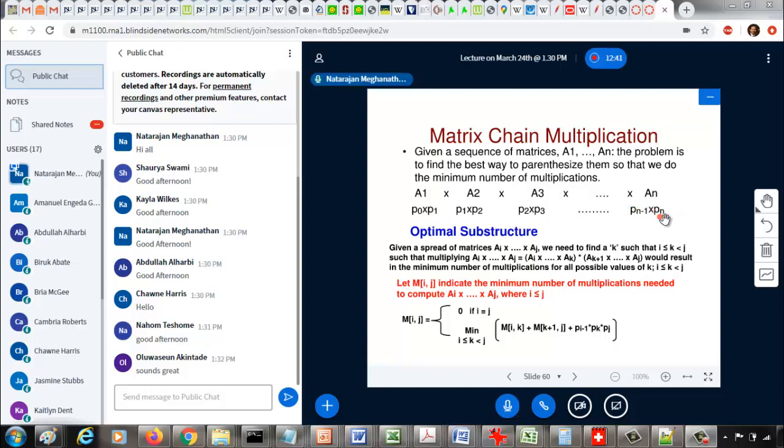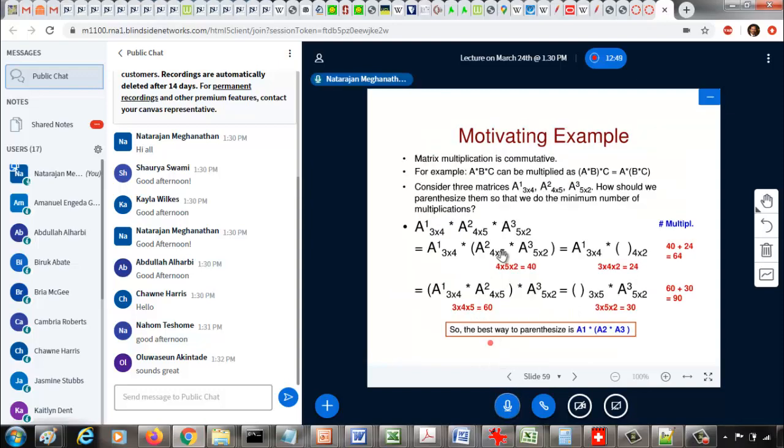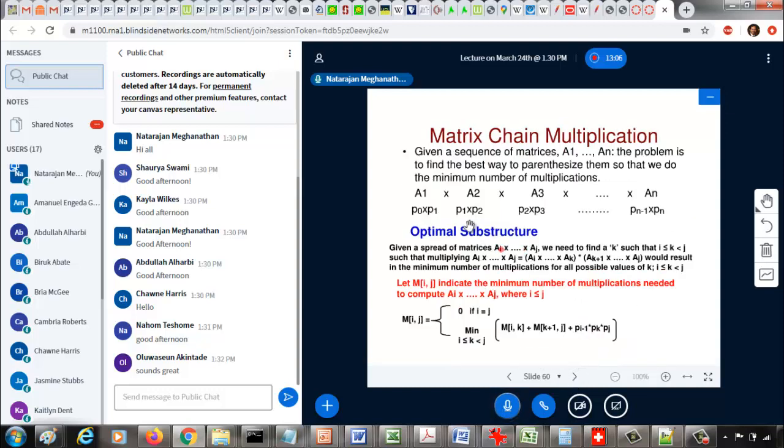Okay, so you know by now, if you had three matrices like we just did in the previous example, there are two ways you can do what's called parenthesize them. We can parenthesize A2 and A3 first and then multiply A1 with the result of this product. Similarly, we can parenthesize A1 and A2 first and then multiply the result with A3. So now think about how many ways you can parenthesize this chain. There are several ways, right?